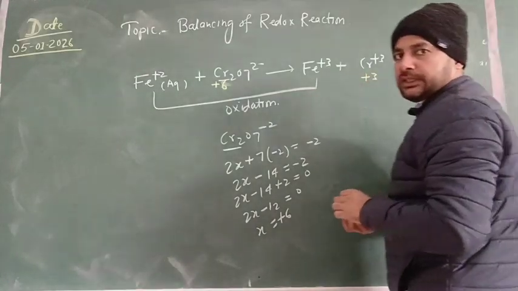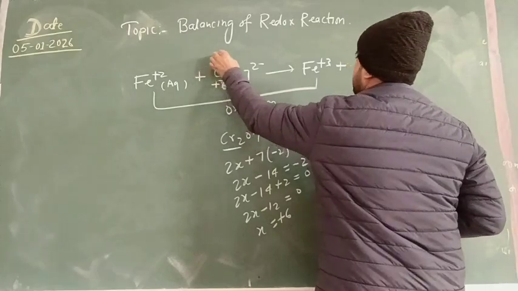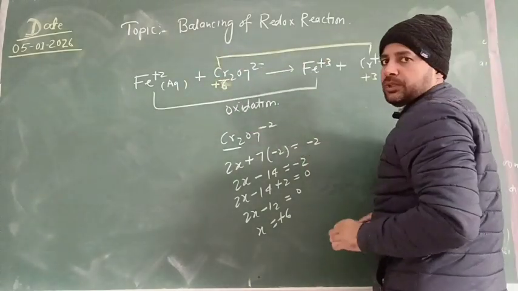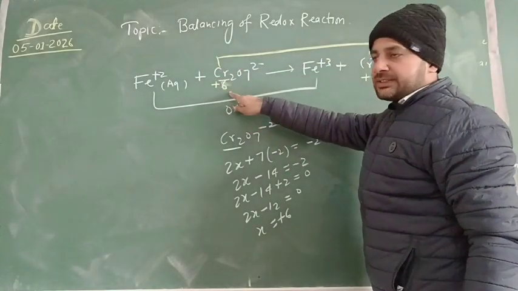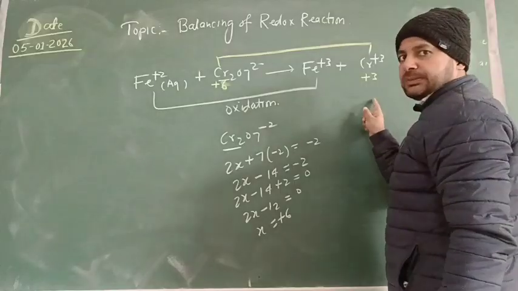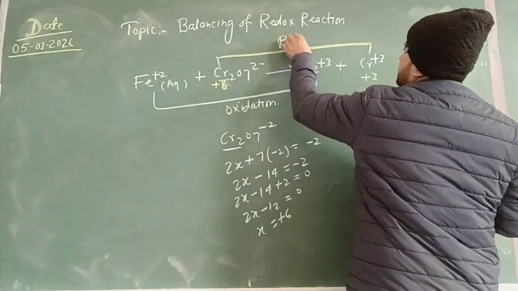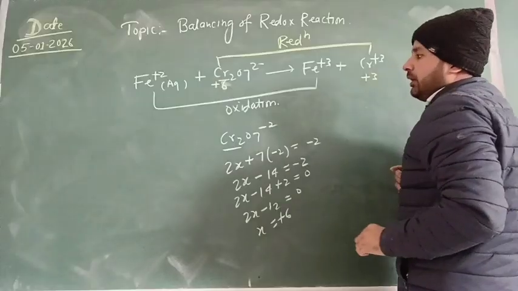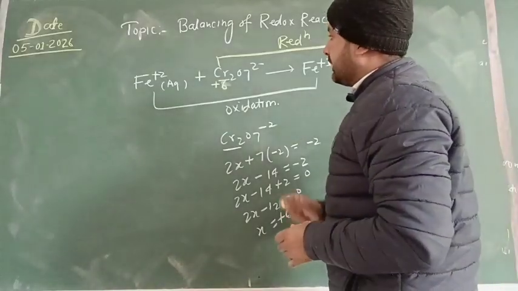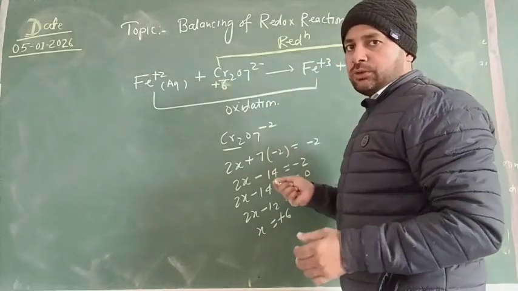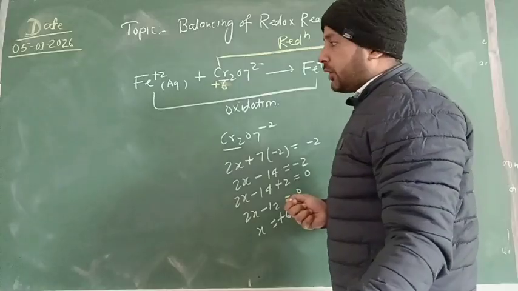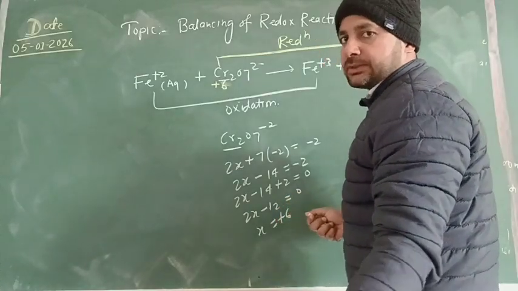So you can see the oxidation number is decreasing in the case of chromium. Here the oxidation number is +6 and here it is +3. So the number is decreasing, and we call it reduction. Okay, so now we will divide this equation into two half equations, the oxidation half reaction and the reduction half reaction.